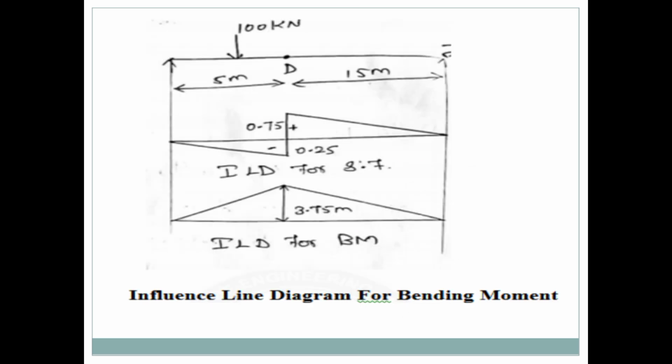So this is the diagram, the first diagram for shear force and bending moment. The 0.75 is positive and the 0.25 is negative. In the influence line for bending moment, the maximum height will be 3.75 meters. So this is the influence line diagram for bending moment.